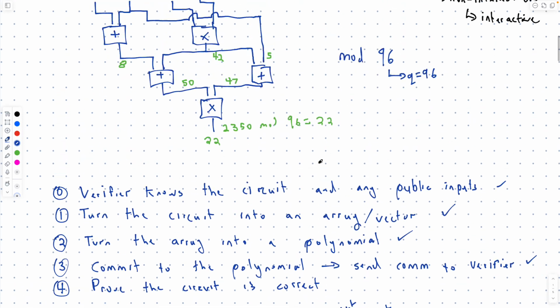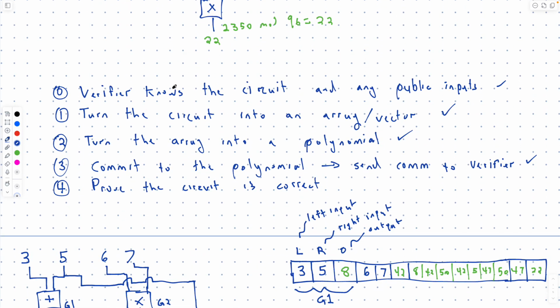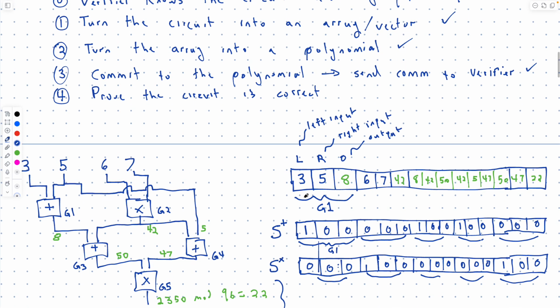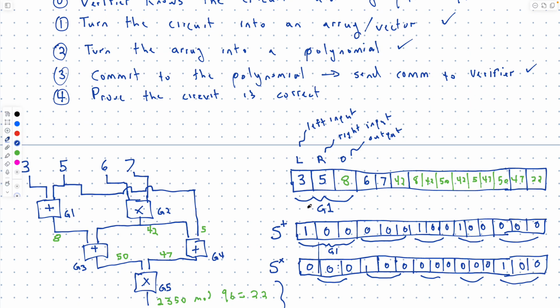Okay, all right. Let me go back to this list. We know the circuit and any public inputs. So what does it mean to know the circuit? It means you know S plus, you know S minus, you know the order of the gates, etc. We turn the circuit into an array or vector. This is how I'm choosing to do it. Again, it's not the only way, but it's a sufficient way that's easy to follow, hopefully.